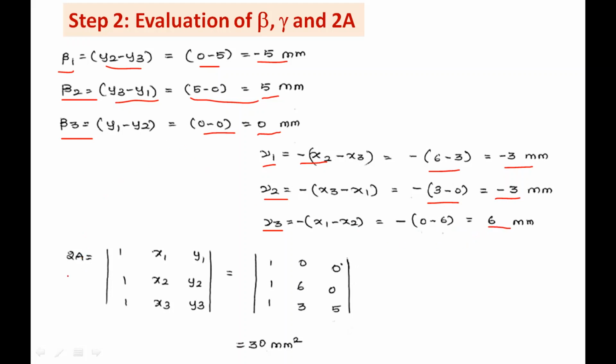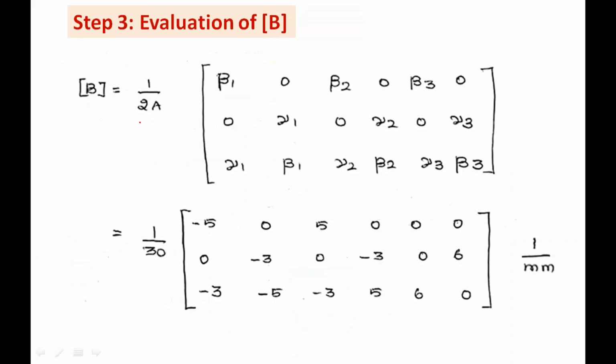Now we have to find the 2a. 2a is nothing but the determinant of the coordinate matrix: 1 x1 y1, 1 x2 y2, 1 x3 y3. Substituting the coordinate values and expanding to find the determinant, we get 30 mm square as the 2a value. Now we can write the B matrix using these values. B matrix is 1 by 2a, times the matrix with rows beta 1, 0, beta 2, 0, beta 3, 0, then 0, gamma 1, 0, gamma 2, 0, gamma 3.